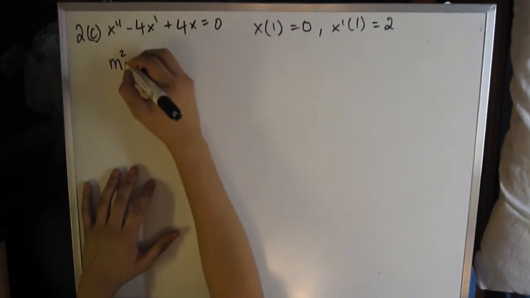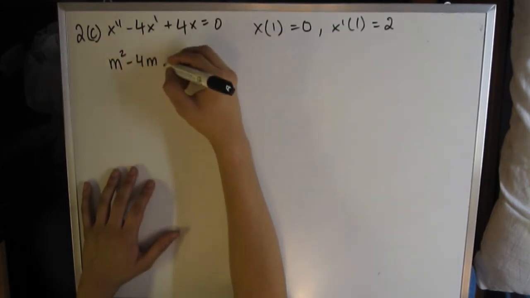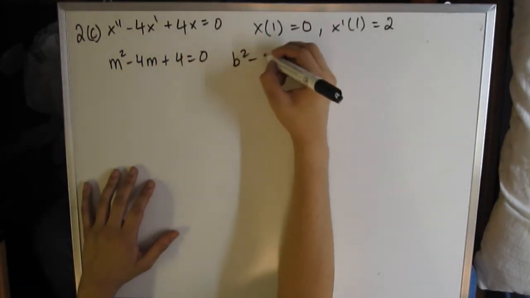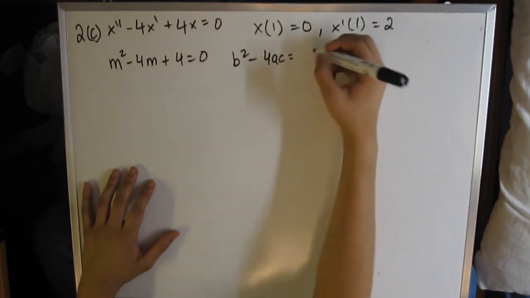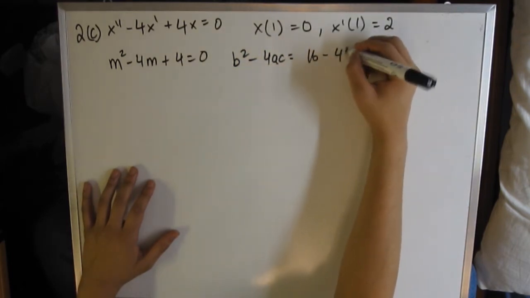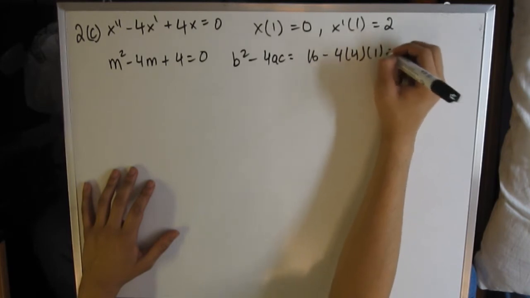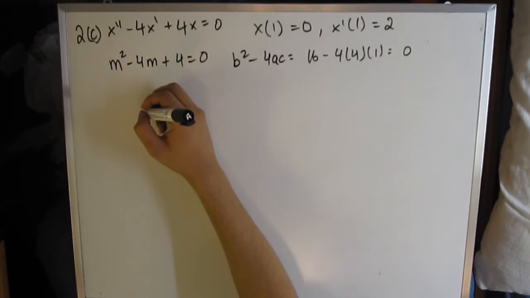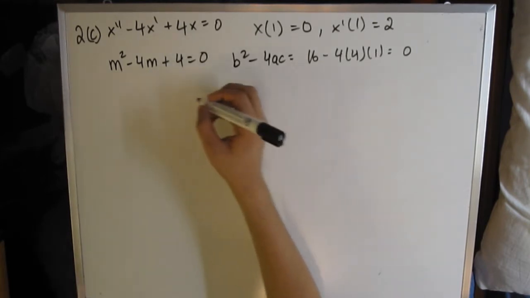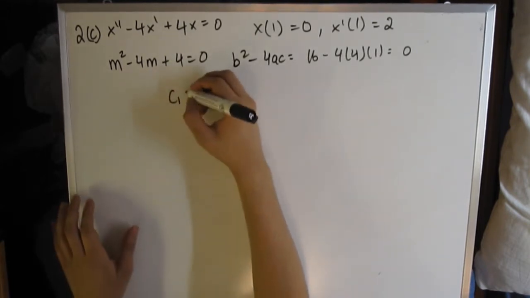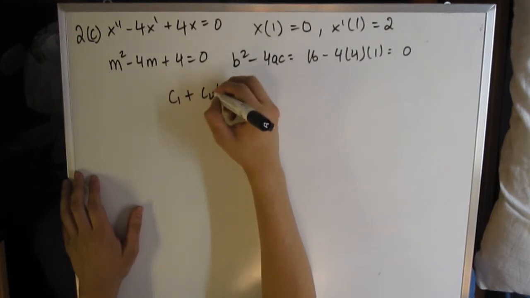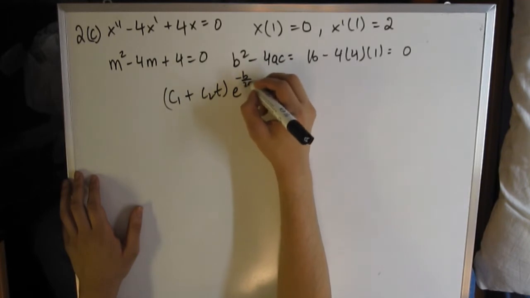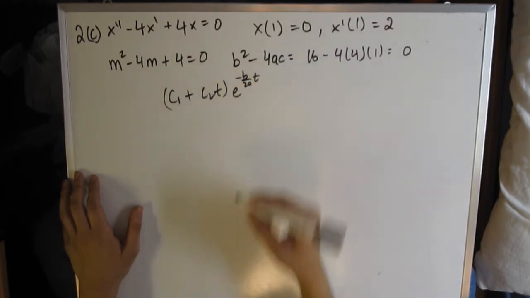So you get m squared minus 4m plus 4 is equal to 0, and we're going to go ahead and do our b squared minus 4ac, which is basically 16 minus 4 times 1 times 4, which is 0. So now that we know that's 0, we can make the assumption that our equation is c1 plus c2t all multiplied by e to the negative b over 2a times t.